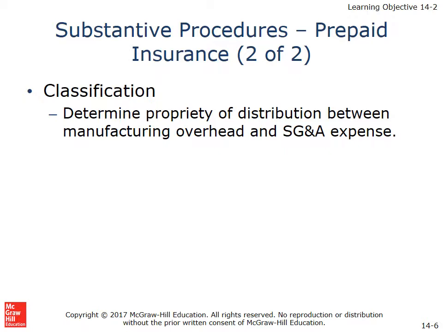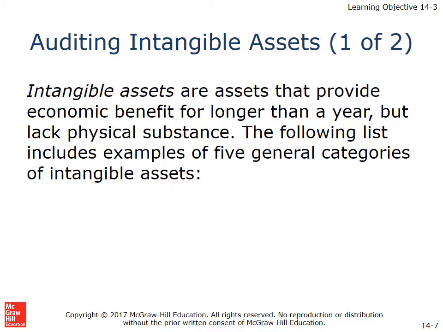Classification: determine propriety of the distribution between any manufacturing overhead and your selling, general, and administrative expense classifications. That's it for your prepaid expense items. They're pretty straightforward, as we said.